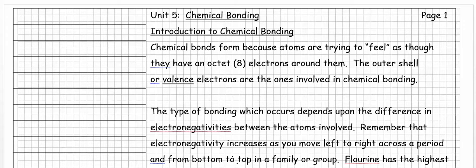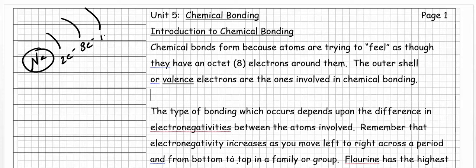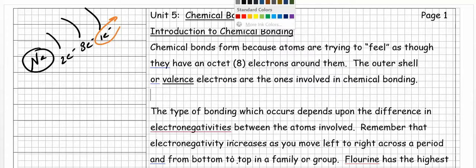Let's start with sodium, for example. Sodium, we know, has 11 protons in its nucleus, and it has 11 electrons, of course, and those electrons are located as follows. 2 in the first main energy level, followed by another 8 in the next main energy level, and then one more in the last main energy level. So sodium is going to attempt to get rid of that last electron if it can, because that would give it a total of 8 electrons in its outer shell.